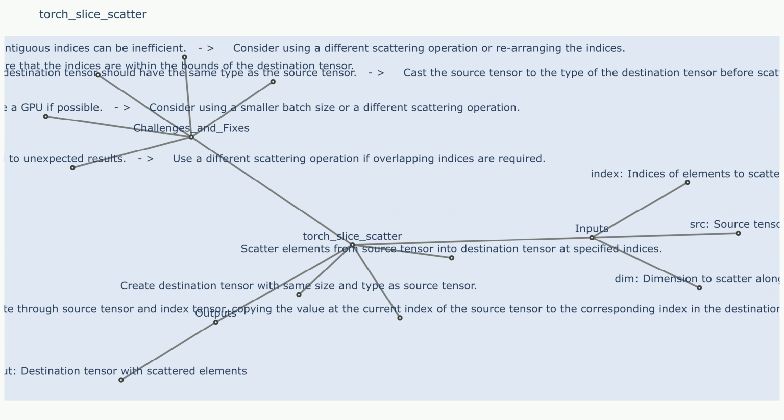Fixes to challenge 2. Ensure that the indices in the index tensor are unique or define the desired behavior in cases of overlapping indices. For example, you can use torch.unique to find unique indices, or use a specific reduction method like add to accumulate values at overlapping indices.